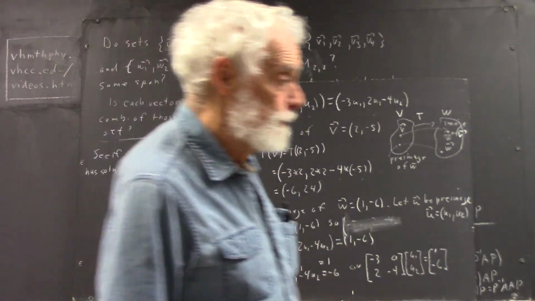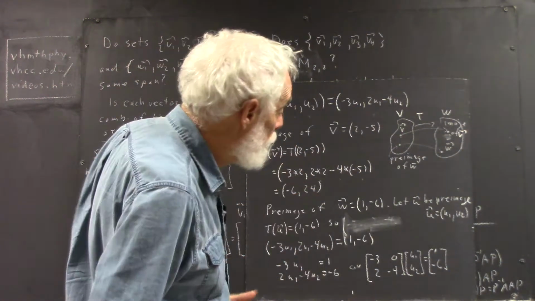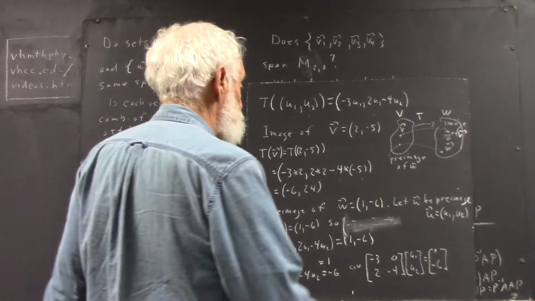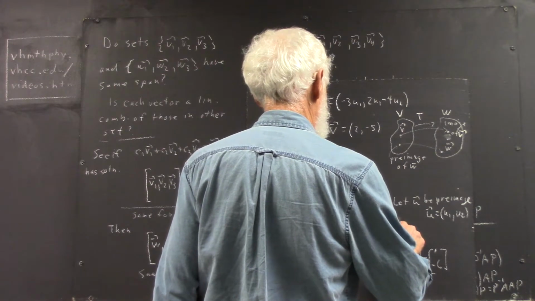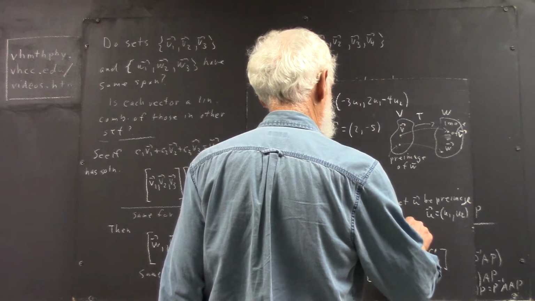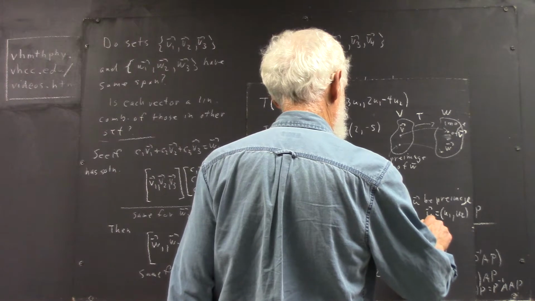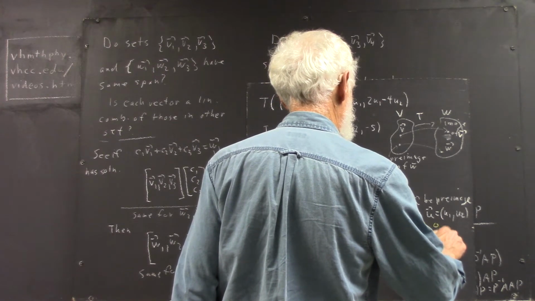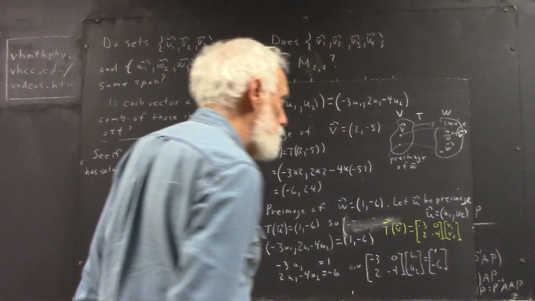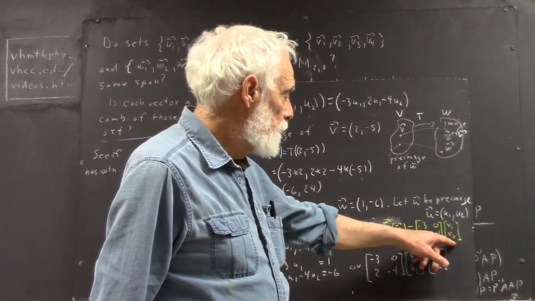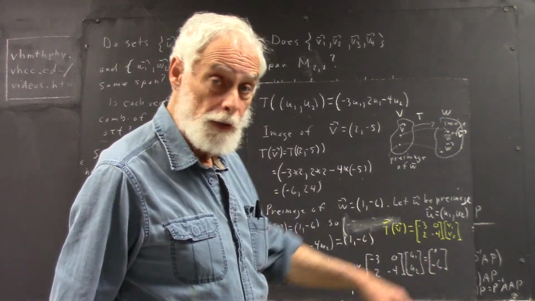In the process, it should be easy to see that T applied to any vector is equal to the matrix with rows (-3, 0) and (2, -4) times the components of that vector. So that this matrix defines this transformation, and vice versa, the transformation defines this matrix.